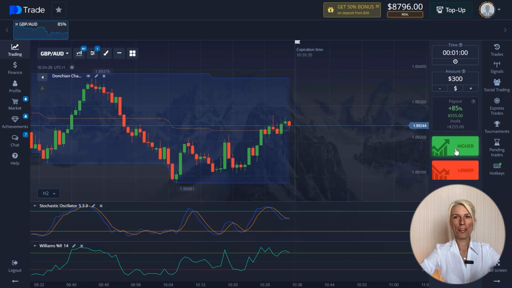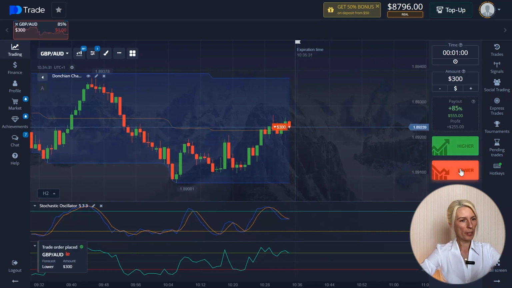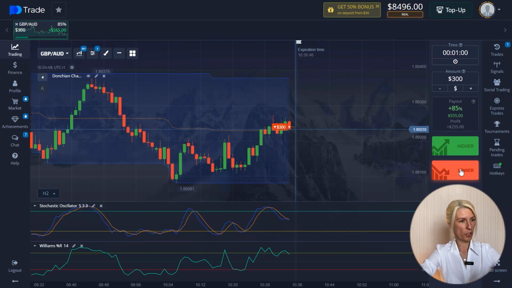Today, we will trade the British Pound Australian Dollar currency pair. Let's open a down trade for 1 minute with $300 in. In addition to the price chart, you can also see technical indicators, the Donchian channel, the stochastic oscillator and the Williams percent range, with the help of which I will make decisions on entering trades today.